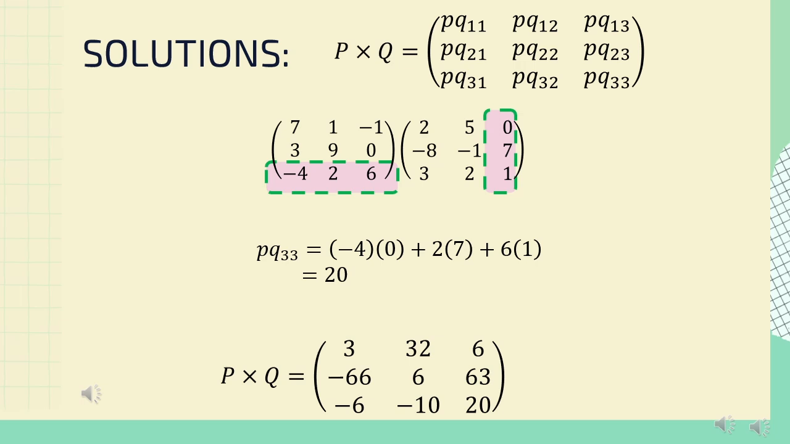Here is the completed solution shown in detail. Take note of the consistent pattern: row by column multiplication, then summation. This is how we find every entry of a product matrix.